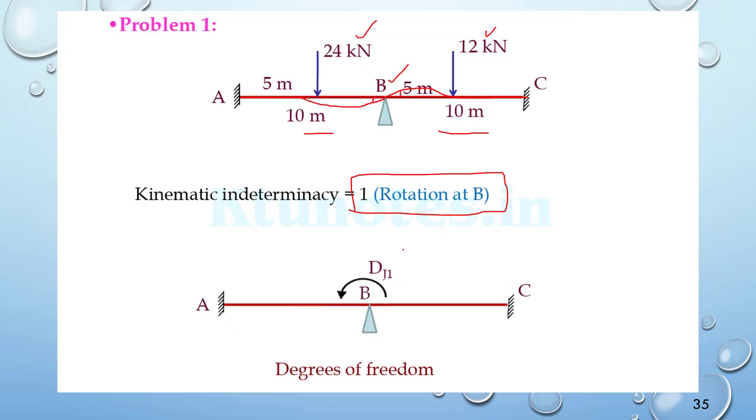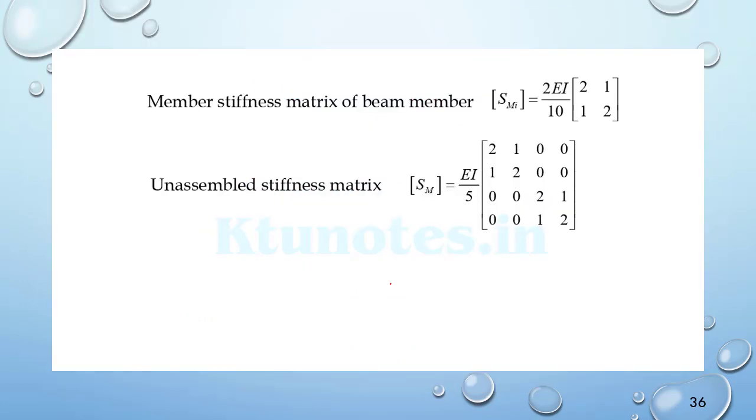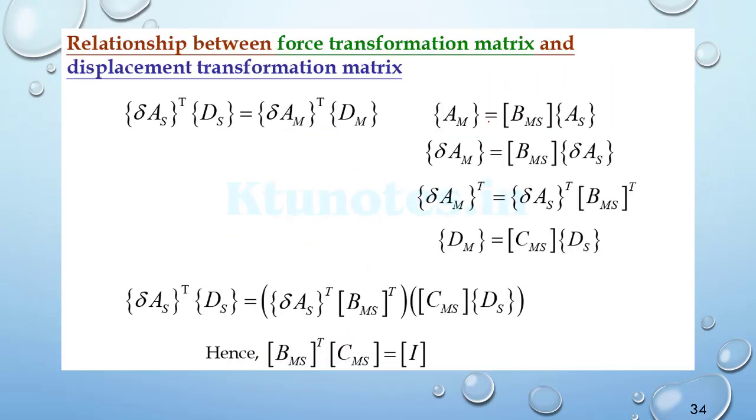Okay, so this is the degree of freedom we have marked with respect to the joint displacement, that is DJ1. It's the first indeterminacy. The member stiffness matrix of the beam member is SM equal to 2EI by L into [2 1; 1 2]. We have already discussed and derived the member stiffness matrix of the beam member in the previous slides.